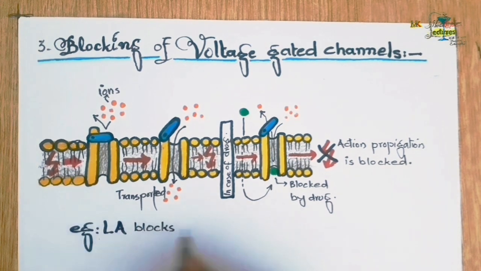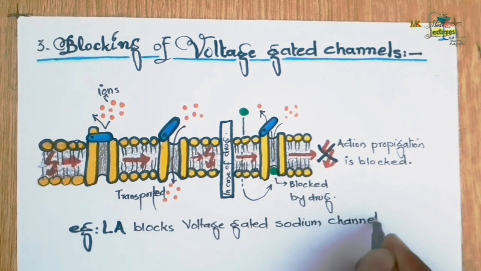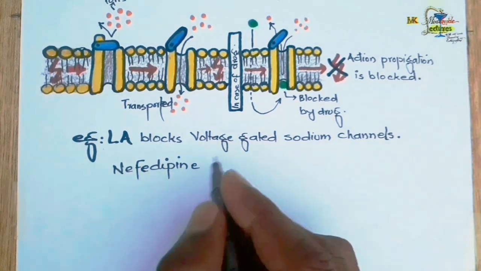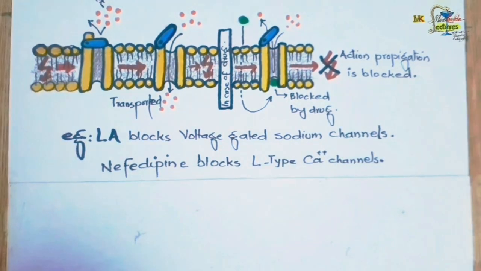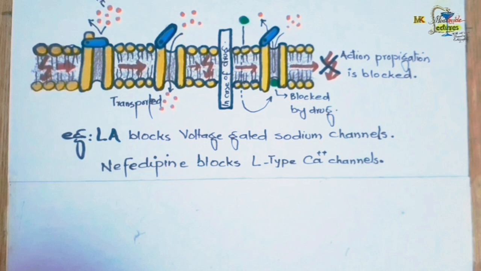Drugs which show effects by this mechanism include local anesthetics, which block voltage-gated sodium channels. Another example is nifedipine, which blocks L-type calcium channels. And another example is amiodarone, which blocks potassium channels.